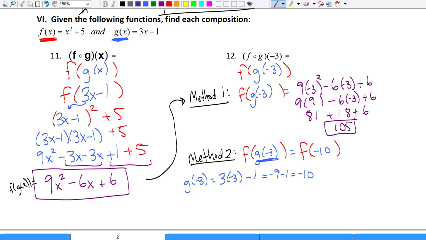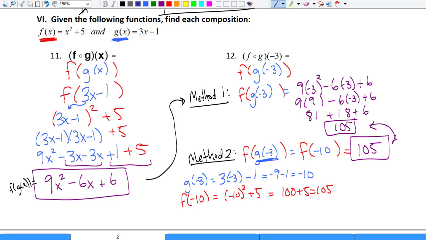So I'm going to come down again off to the side of my paper and just plug in f of negative 10, which in this case happens to be negative 10 squared plus 5. Negative 10 squared is 100, and 100 plus 5 is 105. So therefore, f of g of negative 3 is 105.